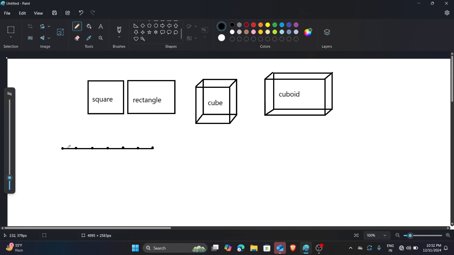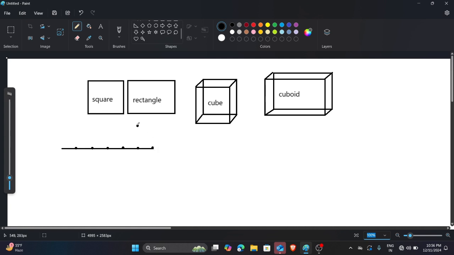Suppose this is one scale, or you can say this is one line. This line is nothing but a single dimensional figure. One dimension has only one thing to measure, like this scale has only length, like 1 centimeter, 2 centimeter, 3 centimeter, 4 centimeter, or in meters, or in kilometers, anything.